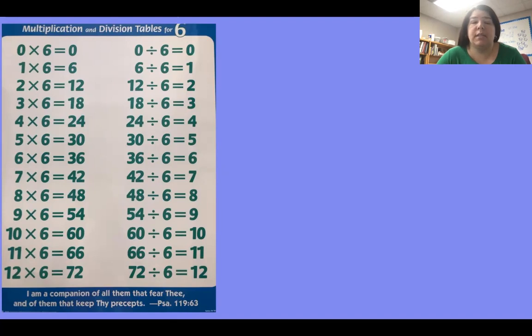0 divided by 6 equals 0. 6 divided by 6 equals 1. 12 divided by 6 equals 2. 18 divided by 6 equals 3. 24 divided by 6 equals 4. 30 divided by 6 equals 5. 36 divided by 6 equals 6. 42 divided by 6 equals 7. 48 divided by 6 equals 8. 54 divided by 6 equals 9. 60 divided by 6 equals 10. 66 divided by 6 equals 11. 72 divided by 6 equals 12.